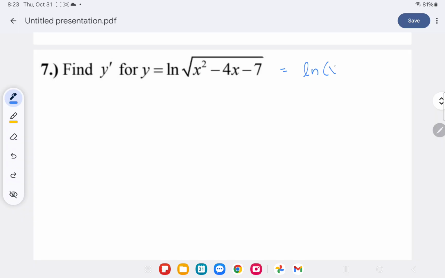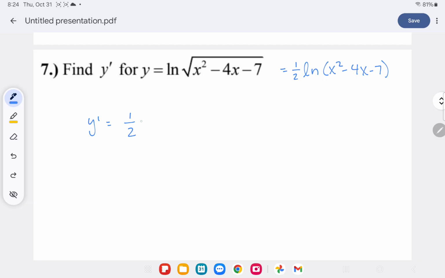ln of x squared minus 4x minus 7 to the 1/2. Okay, so one thing that is really, really helpful here is remembering your log properties. Log properties say that if you have something to a power, when we're dealing with logs, you can write that power in front instead. So I can actually take that 1/2 power and write it in front. So now I have 1/2 times ln of x squared minus 4x minus 7. And then this becomes a much easier problem.